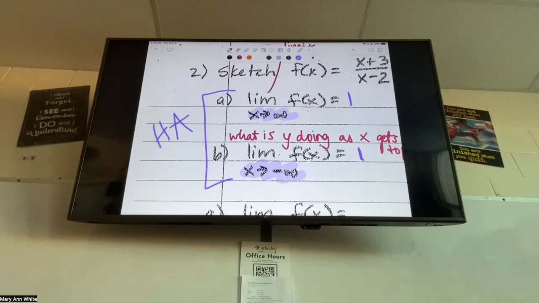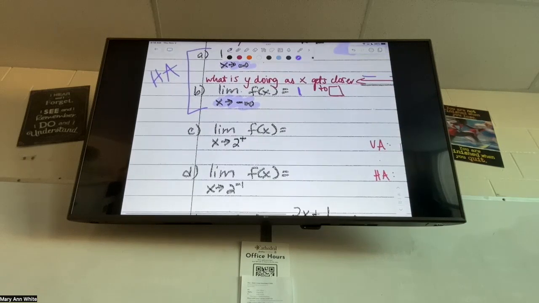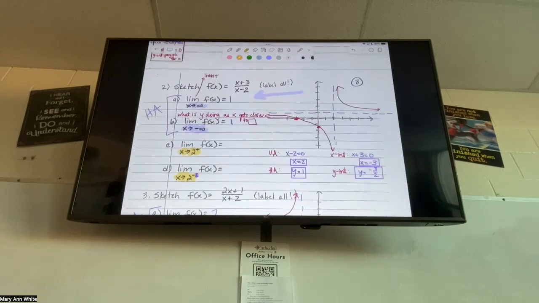Okay, now there are 2 other ones though that don't look the same. Now we're talking about 2, and it says 2 with a plus, and then it says 2 with a, it should just say minus. You can cross off that little 1 up there. It should just say minus. Should have deleted that before I gave it to you. What's important about 2 on this graph? What's so special about 2? My vertical asymptote, right? So that means that something happens at my vertical asymptote.